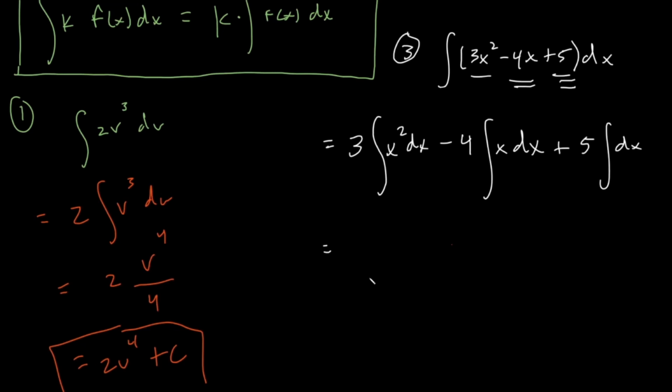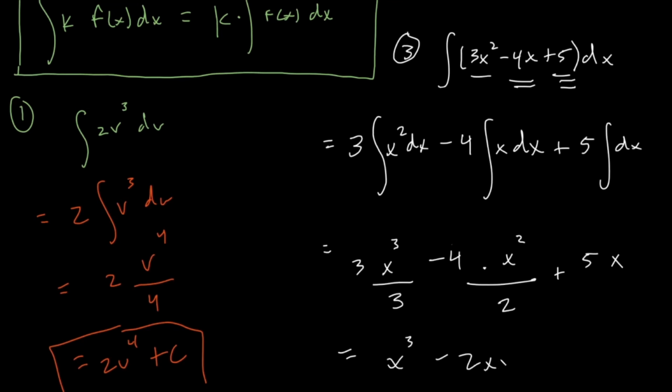So 3 integrals of x squared. The antiderivative of x squared is x cubed over 3. Increase the 2 to a 3, divide by the 3. And there's this 3 from earlier. Minus 4 integrals of x. The antiderivative of x to the 1 is increase it to a 2, divide by 2. And then plus 5 antiderivatives of 1, right? And the antiderivative of 1 is just x. So here I get 3/3 x cubed, which is just x cubed, minus 4/2, minus 2x squared, plus 5x plus c.